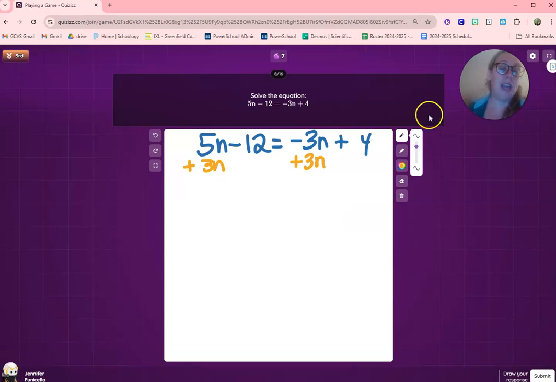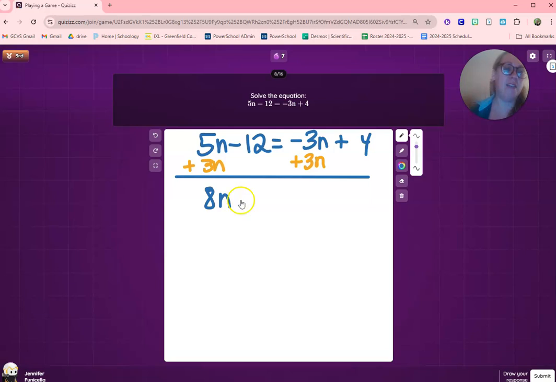We could have subtracted 5n and done it that way. That would totally work. It's better to deal with positives because 5n plus 3n gets us that positive 8n. Minus 12 equals negative 3n plus 3n cancel, so then we're just left with a 4 on the right side. Let's move that negative 12 by adding 12 to both sides.